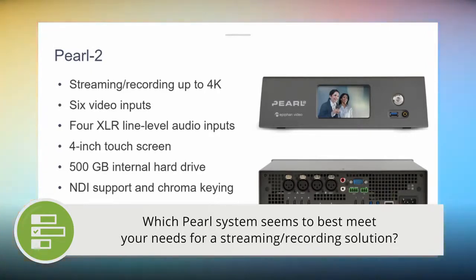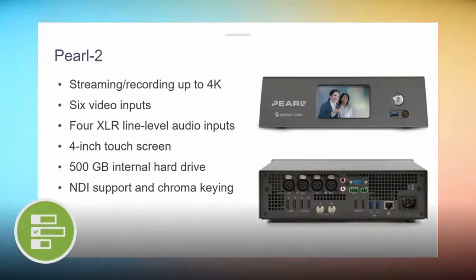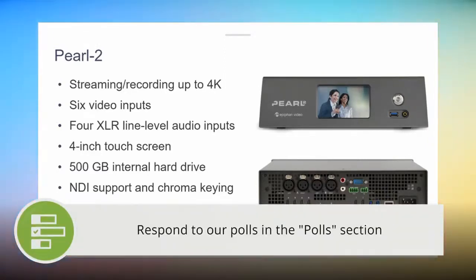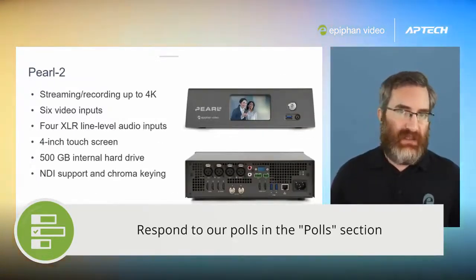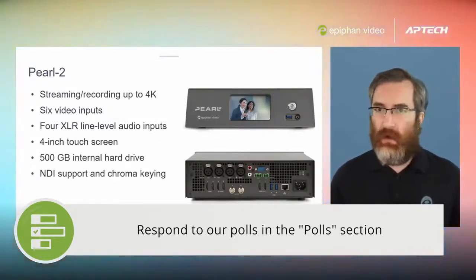It has a 4-inch touchscreen built into it, and there's a specific reason for that I'll show in another slide. But it offers basically the same functionality that the Pearl Mini does. It's just a smaller screen. Pearl 2 uses a 500 gig internal SSD for recording, so that's built in. We don't need to provide an SD card or anything like that.